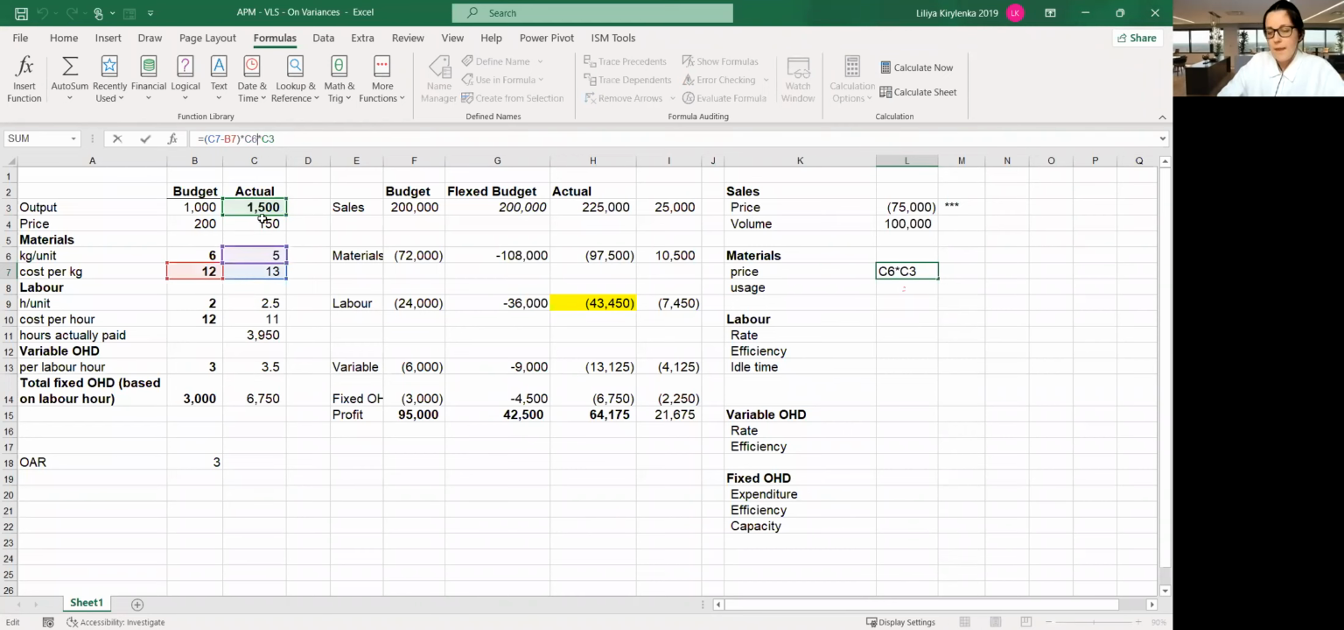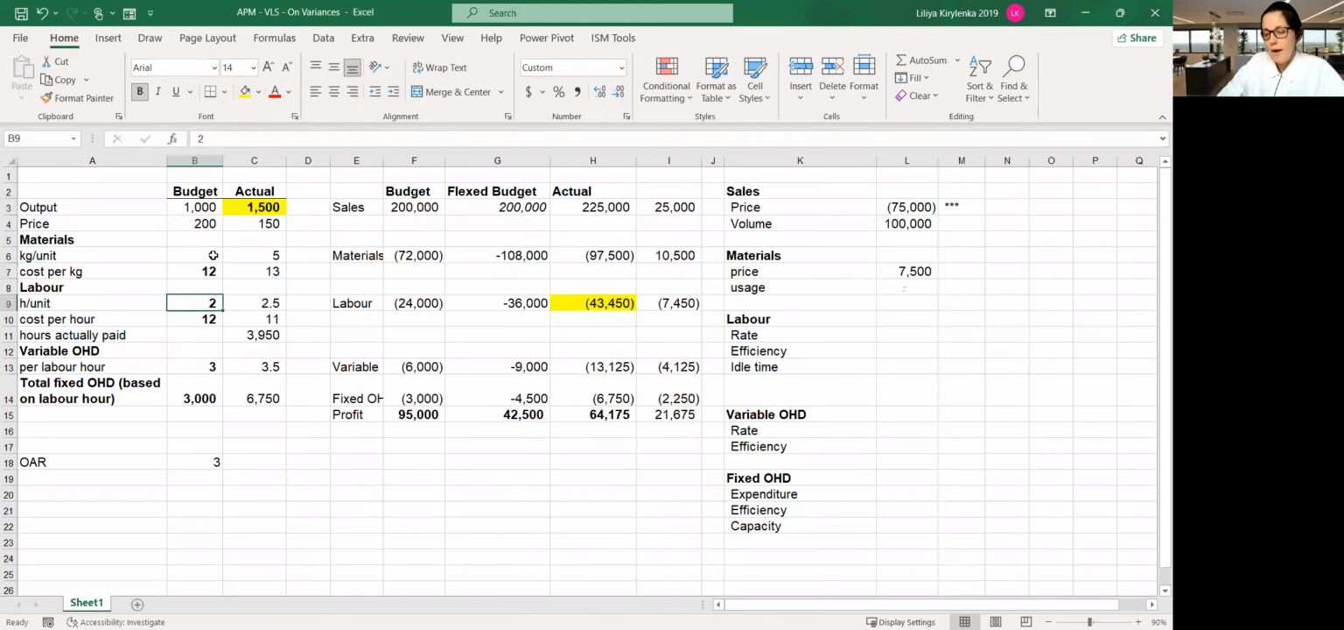So look, when we calculate variances, we will always take actual output, but for our volume variances, we will take budgeted consumption. So it's going to be a little bit tricky. Well, let me illustrate that in a second.